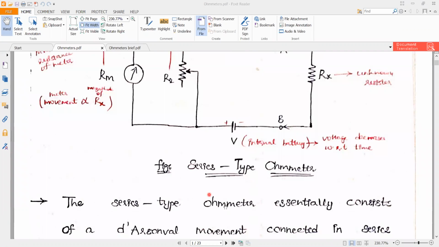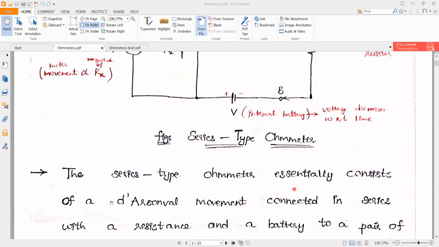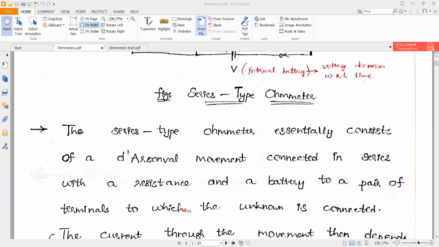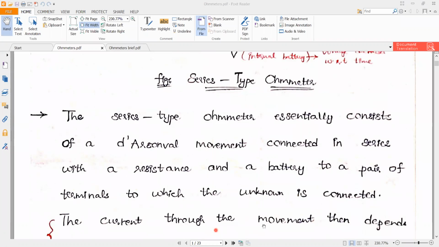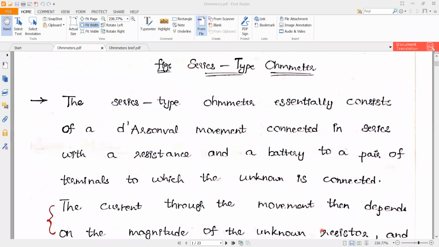This is the series type of ohm meter. It essentially consists of the D'Arsonval movement connected in series. That means the PMMC meter is connected in series with a resistance and a battery to a pair of terminals to which the unknown is connected here. The current through the meter movement then depends upon the magnitude of the unknown resistance here.